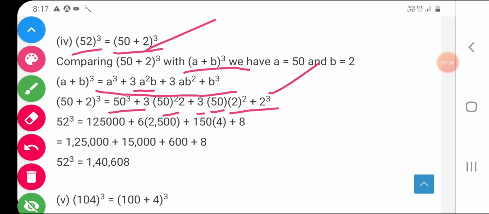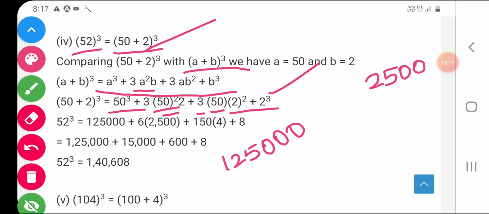Now 50 cube is nothing but 5 cube. 5 5s are 25, 25 5s are 125. Here 0 we have to put 3 times. Same here, 5 5s are 25, 0 we have to put 2 times. Now 3 into 2, 6 we have. So we have to multiply with this value. When we multiply we will get 15,000.